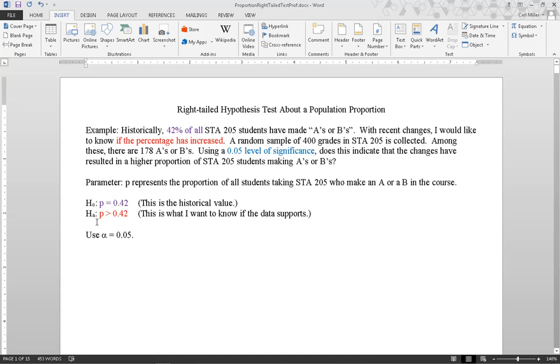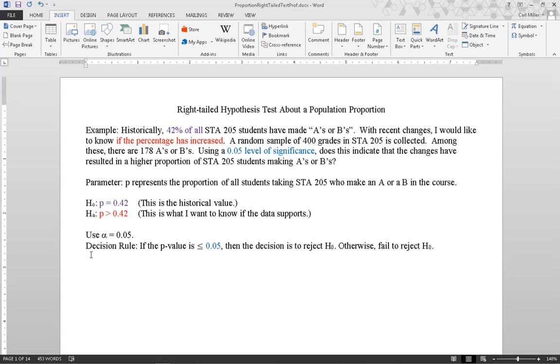Next, we identify the alpha value or the level of significance and state the decision rule. So here we will use alpha equal to 0.05 for the level of significance. The decision rule can then be stated: if the p-value, or the probability we find, is less than or equal to 0.05, then the decision is to reject the null hypothesis H sub 0. Otherwise, we fail to reject the null hypothesis.